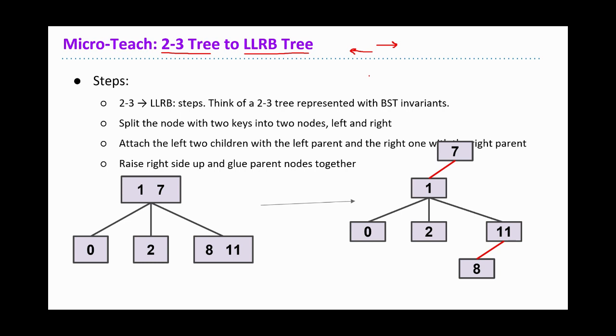All right, so now let's go to the steps. The first step, and we'll go over this in more detail in the next few slides, is that we split the node with 2 keys, so we call this a 3 node, into 2 different nodes, a left and a right. So we see this one has 2 keys, we want to split this, and we want to split this. Then we attach the left 2 children with the left parent, and the right one, so this one, with the right parent. And then we raise the right side up and we glue the parent nodes together.